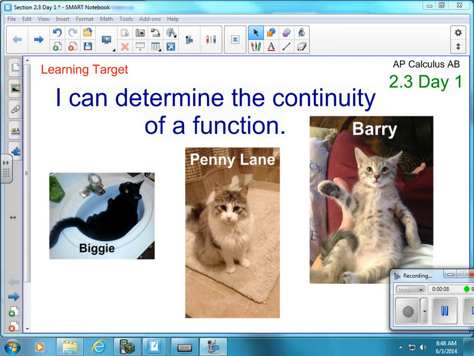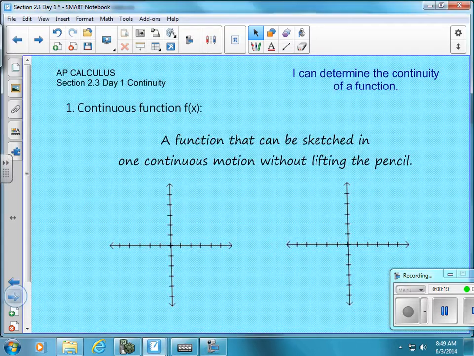And these are our 3 cats. Penny, Lane, and Barry are actually my son's cats, but Biggie's our cat. Biggie likes to get in the sink. But anyway, that has nothing to do with continuity, and it doesn't matter because this is fun.